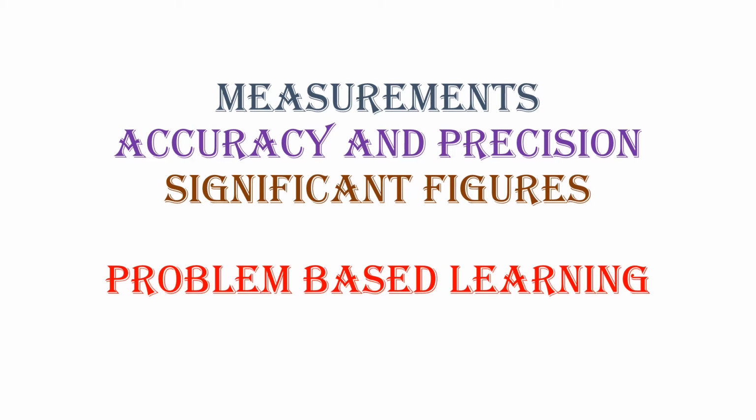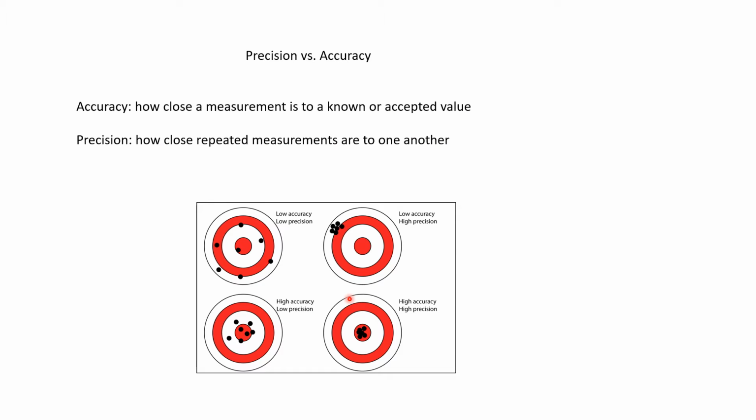Hello class, let's learn about accuracy, precision and significant figures of your measurements through problem solving. Accuracy is how close a measurement is to a known or accepted value, while precision is how close repeated measurements are to one another. Let's look at this game.